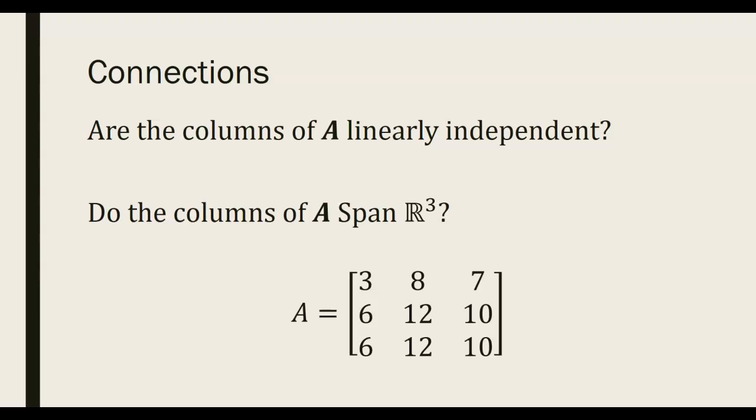This will not row reduce to the identity because the determinant is 0. And so because the determinant is 0, it doesn't row reduce to the identity. A is not invertible. All these are equivalent statements. And so the columns are going to be linearly dependent, and the columns are not going to span R3.